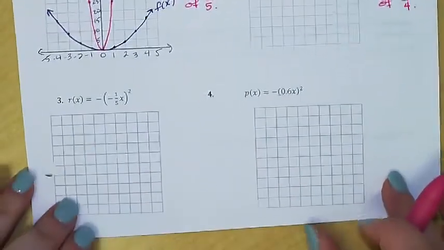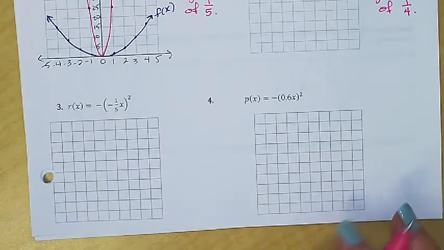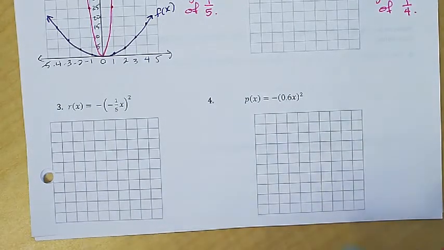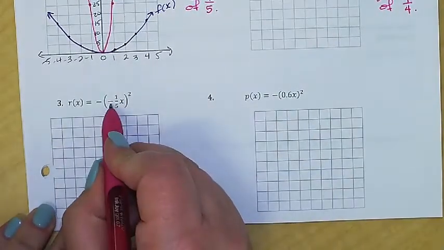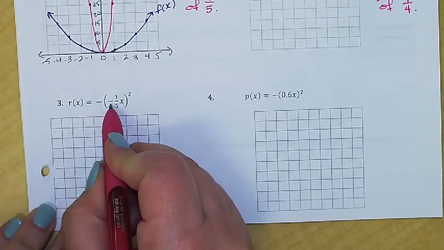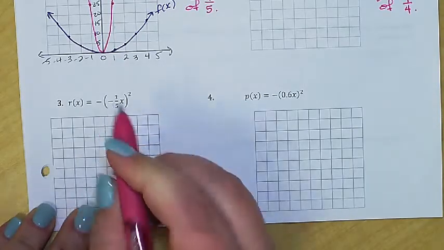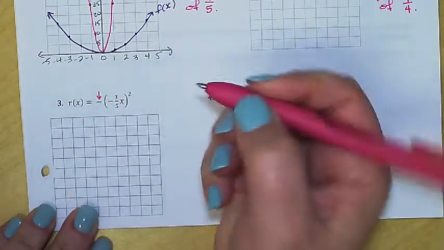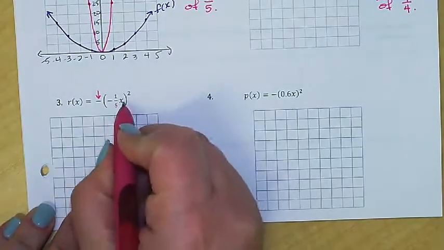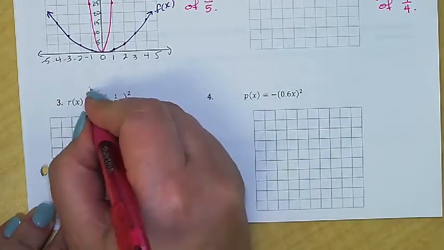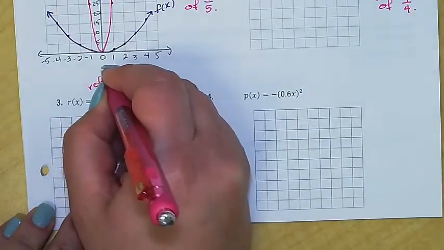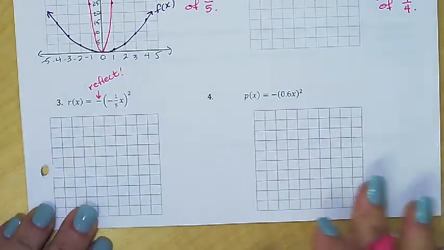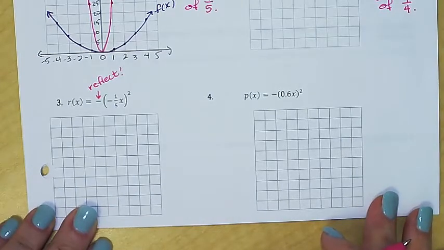All right, let's try number 3. I think this one's pretty interesting because it does have signs and all kinds of things going on here. First of all, we don't have to worry about this sign inside. That's not going to reflect it across the x-axis. No worries here. But this will reflect. It's on the outside. It's happening after we square. So this will cause a reflection. I do have to keep in mind and describe that.